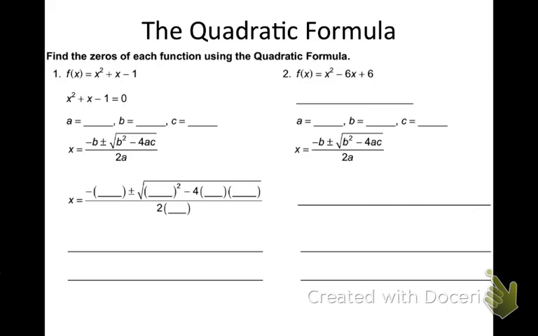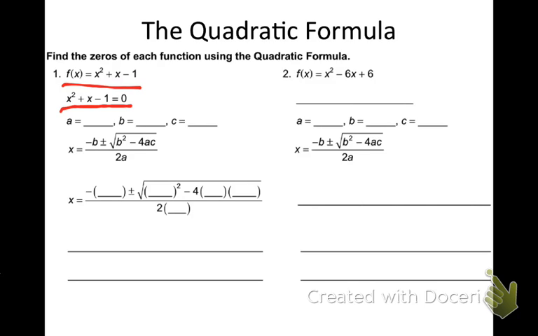So number 1 here, it's kind of got the steps drawn out for us. I want to find the zeros of each function using the quadratic formula. So I have f of x equals x squared plus x minus 1. And now I want to set them equal to 0. So set it equal to 0. Okay. When I look at that here, I need to find what is A, B, and C.